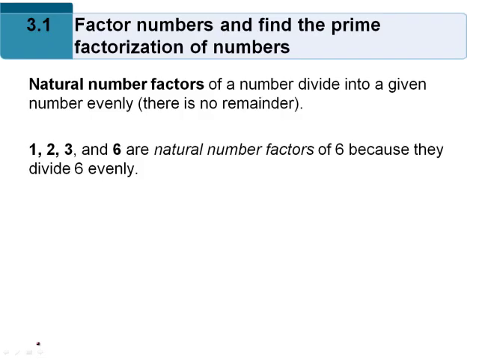So, when we're talking about factors, natural number factors of a number go into the given number evenly. There's no remainder. So that's the definition of a factor, that they divide into a given number evenly. Now, if you think about the number 6, the factors of 6 are 1, 2, 3, and 6 because all of those numbers divide into 6 evenly, okay?